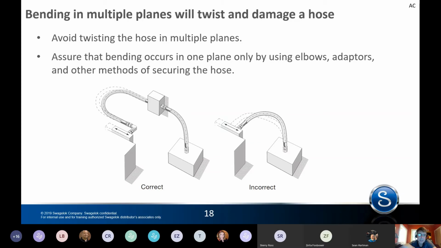Torquing a hose in general is the fastest way to kill a hose than anything else. It will do it faster than overpressurization, over temperature, anything else. Torquing a hose is the worst thing you can do to a hose. And that's what you do when you bend a hose in multiple planes in a dynamic application.